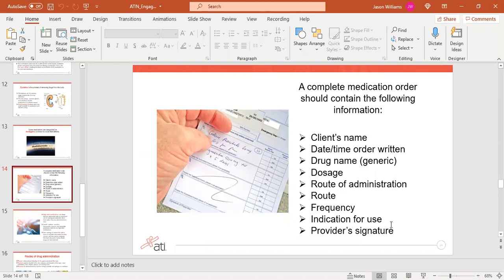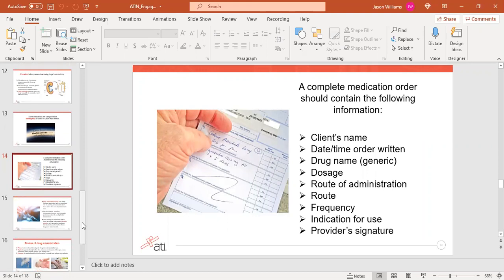Indication for use, you want to include the indication for use. Why is this patient receiving codeine? For severe pain. Why is this patient receiving Tylenol? Because Tylenol can be given for fever. Tylenol also can be given for pain. Are we giving this patient Tylenol for pain, or are we giving it for fever? That would be the indication for use.